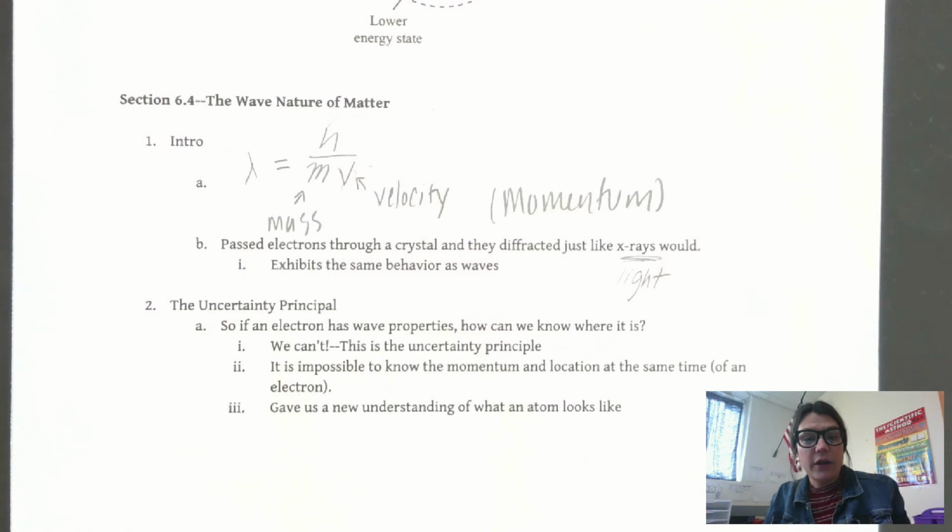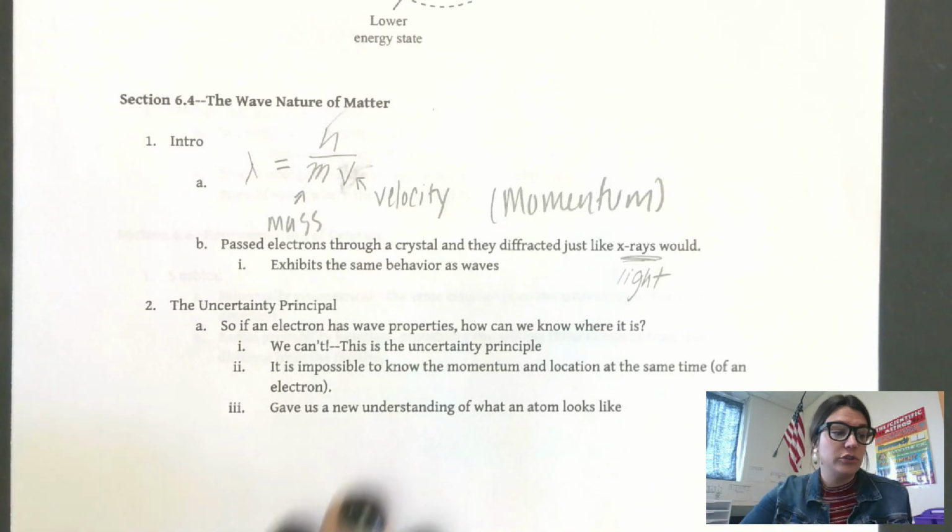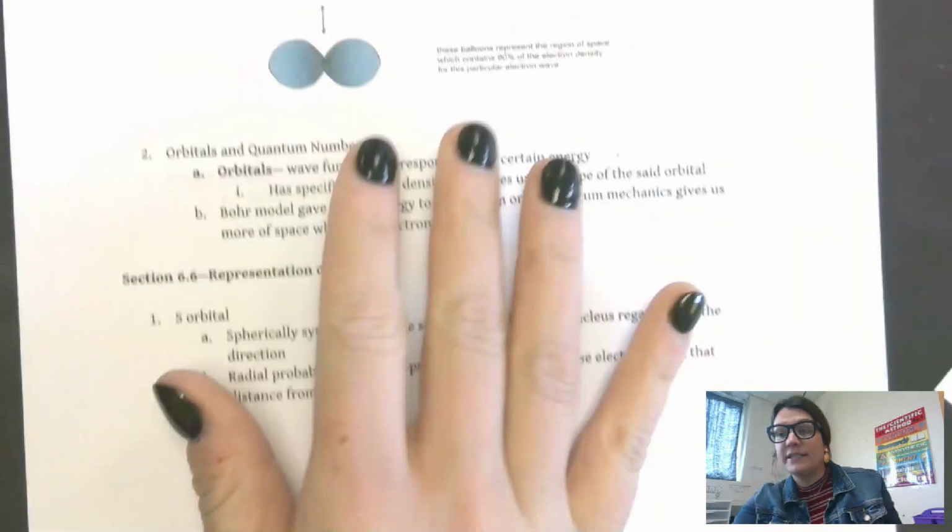It is impossible to know the momentum, so the speed, and the location at any given time of an electron because they're too small and they move too fast. And they're waves, right? We don't necessarily know where waves are at any given time because we can see the colors, but we don't see the waves of the colors. We just see them. So electrons possess the same properties of a wave. This gave us a brand new understanding of what an atom actually looks like, which brings us to the next section, which will be in the next video.